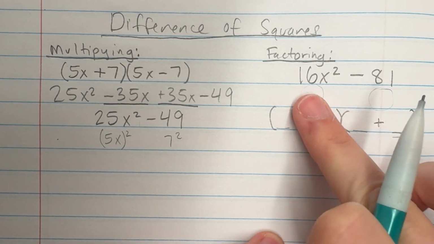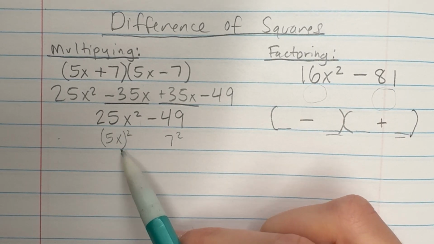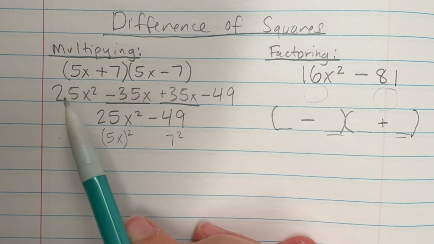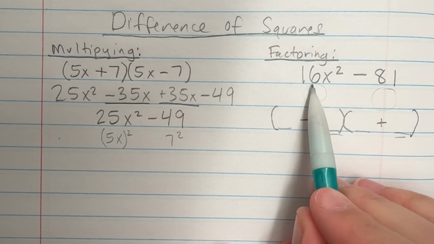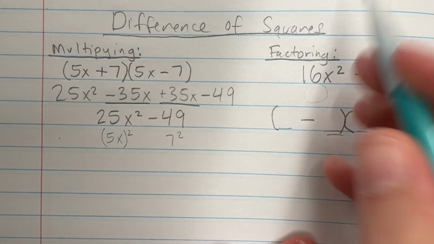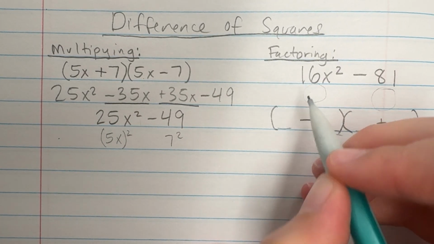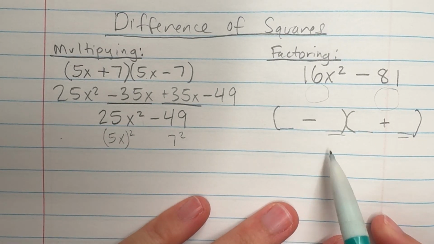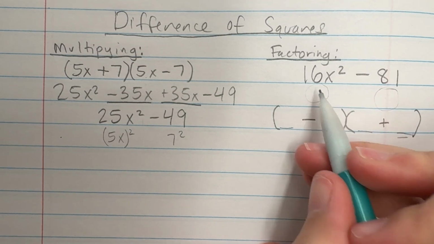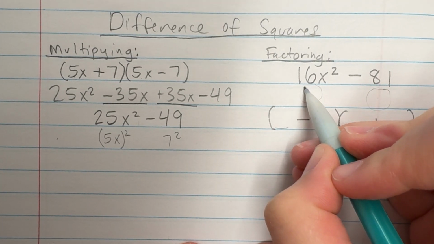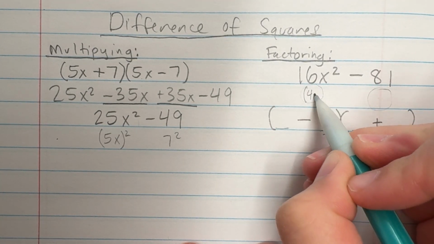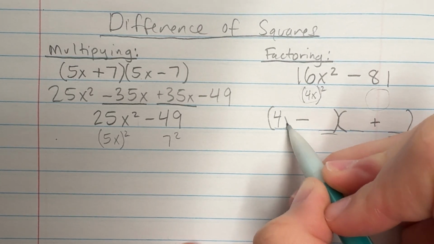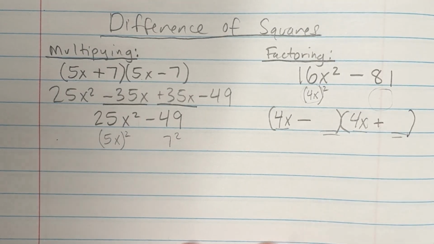So what number would I have to square? What number would I have to multiply by itself? Look, here it was 5x times 5x, that's 25x squared. What number would I have to multiply by itself to get 16x squared? Well, if you look at your multiplication chart along the diagonal, you'll see that 16 is 4 times 4. And then to get that x squared, it would be 4x squared. So I'm going to put 4x and 4x.